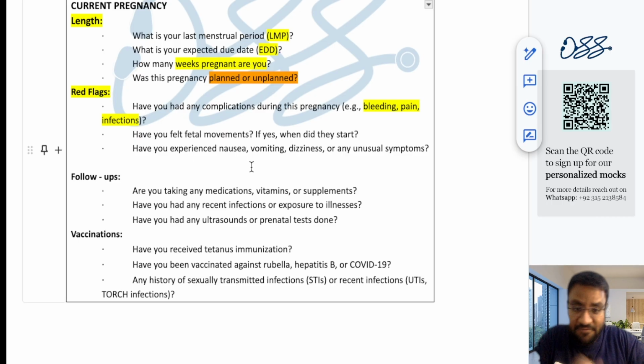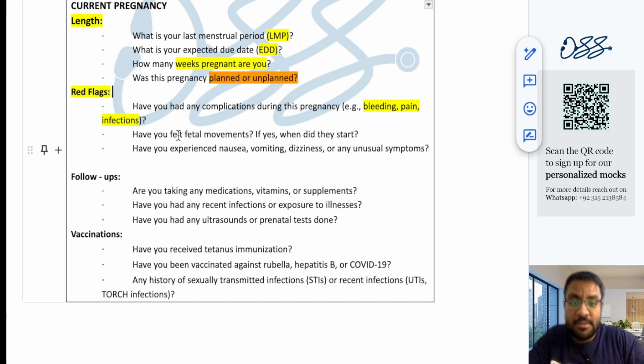Number one, the first red flag. Number two, have you felt any fetal movement? You gotta see if the baby is moving inside, if the baby is doing some activities inside. If somebody hasn't felt any fetal movement, and if she's 32, 36 weeks pregnant, then there might be something wrong inside. So you gotta ask that. Have you felt any fetal movements? And if she says yes, then you gotta ask when did they start and are they still happening?